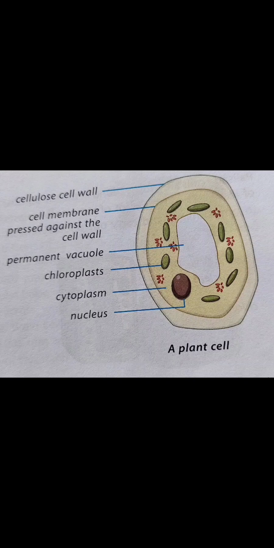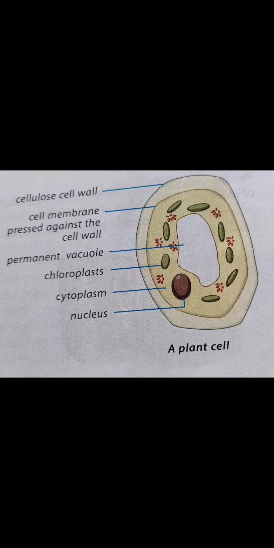Then you can see the labeled part, the cytoplasm. It is a jelly-like substance, which I have told you earlier is present in both animal and plant cells, and it contains different organelles. Then you can see the last labeled part, called the nucleus. It controls all the activities of the cell, and it is responsible for cell division.